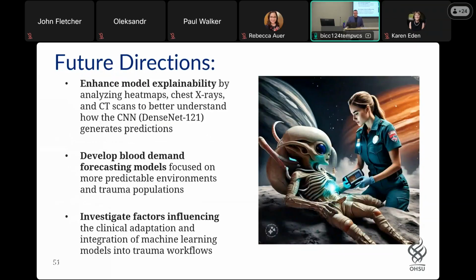In future directions, I want to work on enhancing the model explainability, hopefully looking at the heat maps produced by the convolutional neural networks. Develop a blood demand forecast, looking at a more predictable environment where we don't have so many gunshot wounds or severe motorcycle injuries. And I also want to investigate factors influencing clinicians to adopt machine learning tools for use.